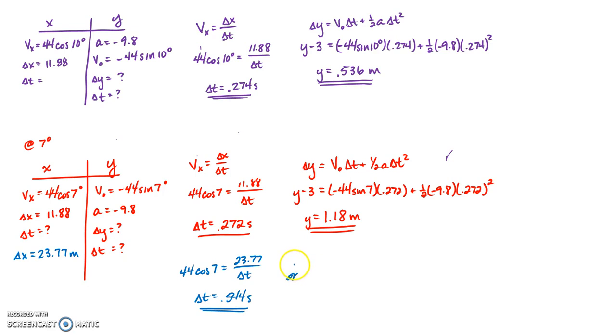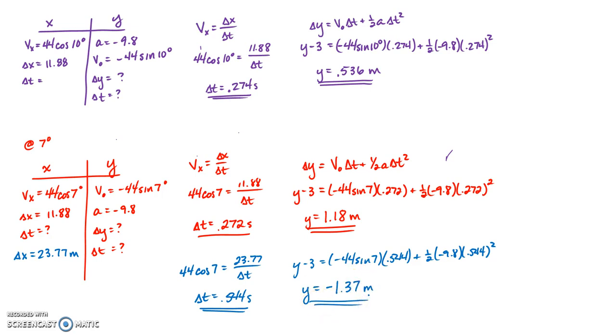All right, so we got y minus 3 equals. All right, now we're rocking and rolling. Okay, 44 sine 7 times our new time of 0.544 plus negative 9.8, 0.544 squared. So if we solve for this, we're going to get a value of negative 1.37.